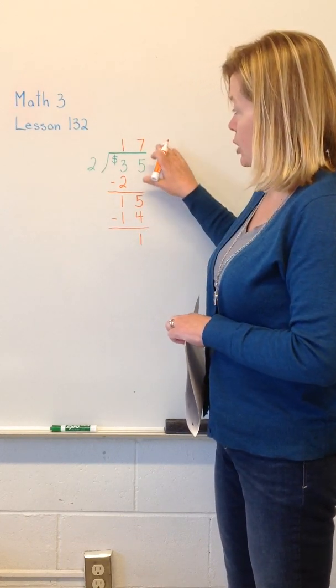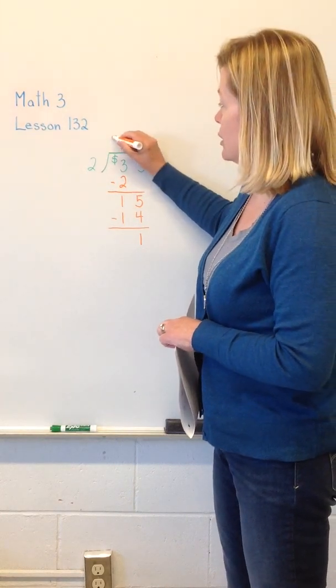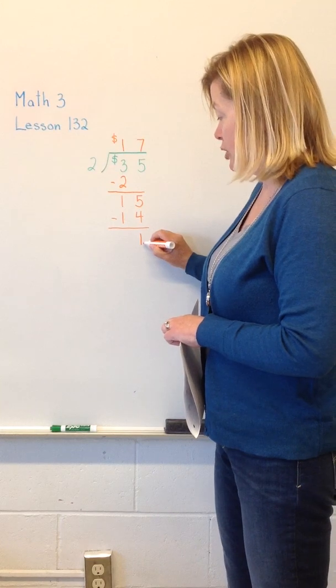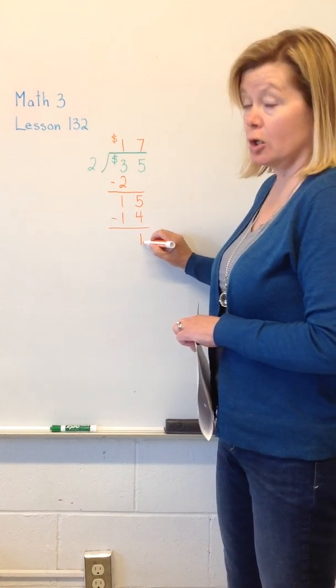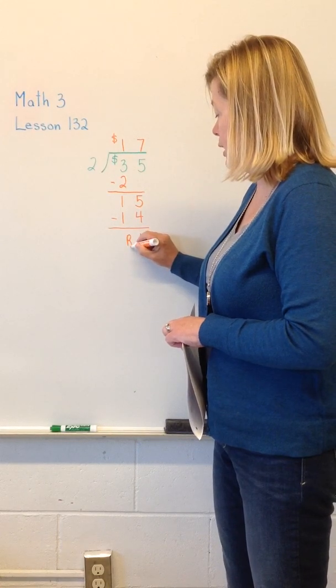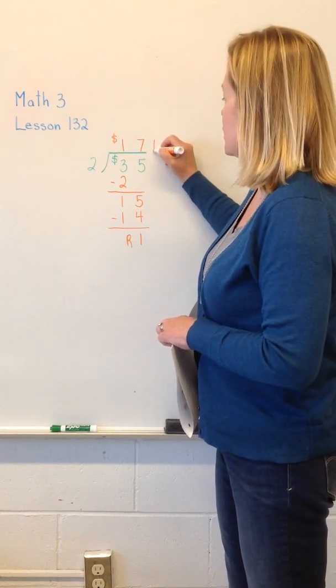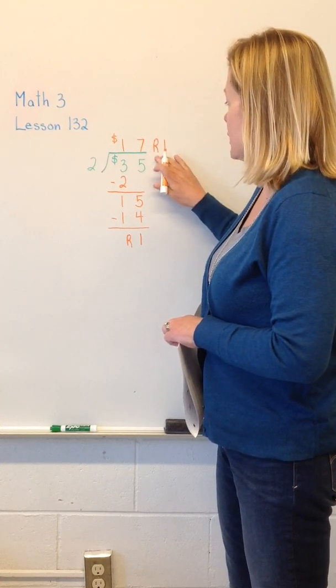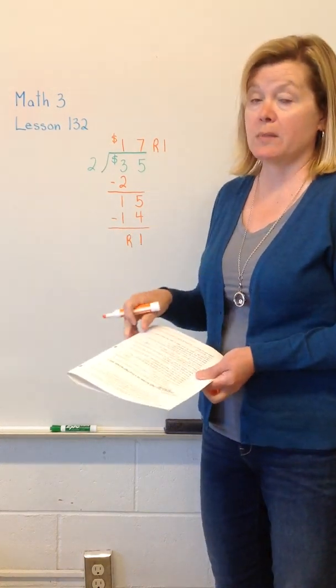So each person can have $17. Let me put my dollar sign up there. There's $1 left over. So this is called the remainder. So we're going to write an R here. And for our answer, we're going to write the capital R with the 1. The capital R stands for remainder.